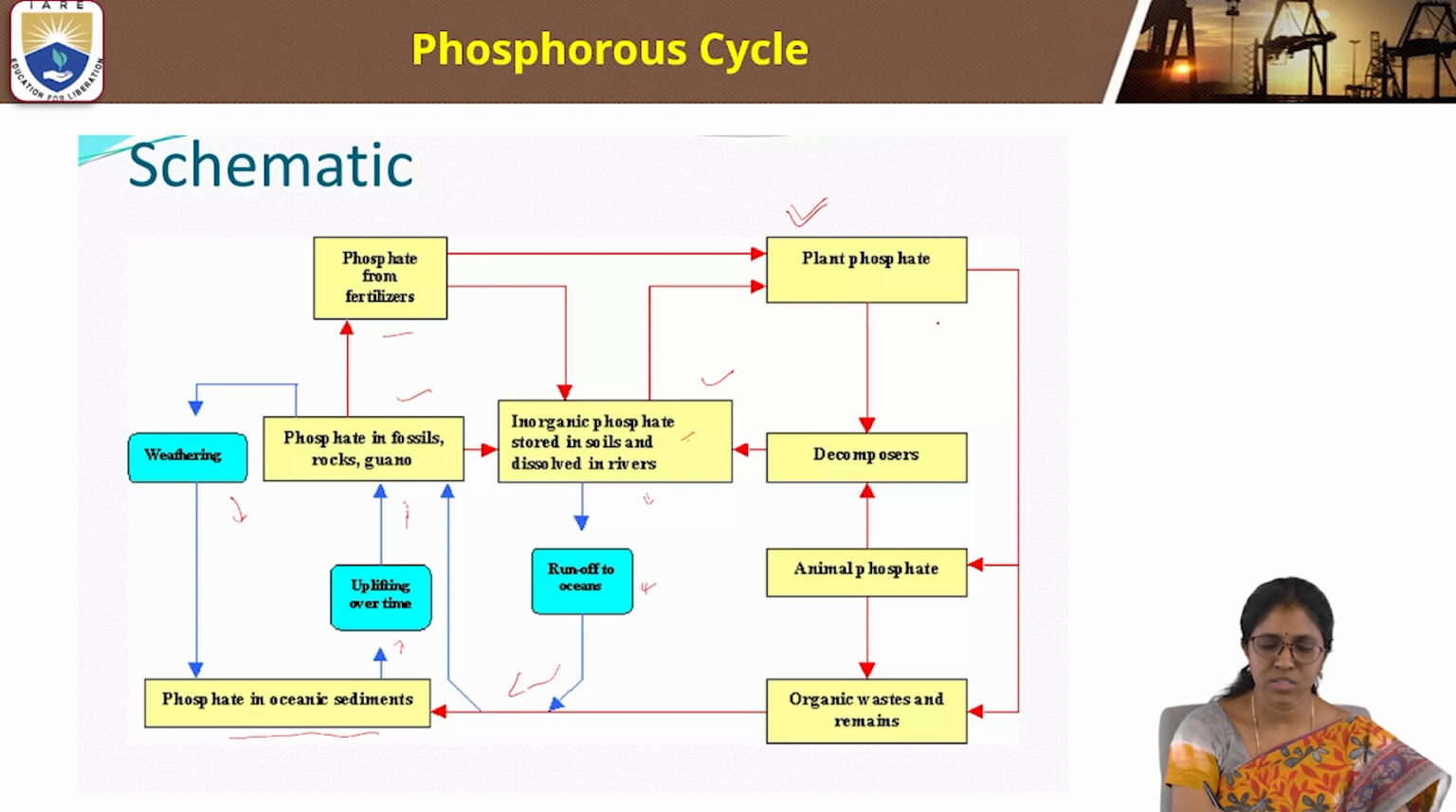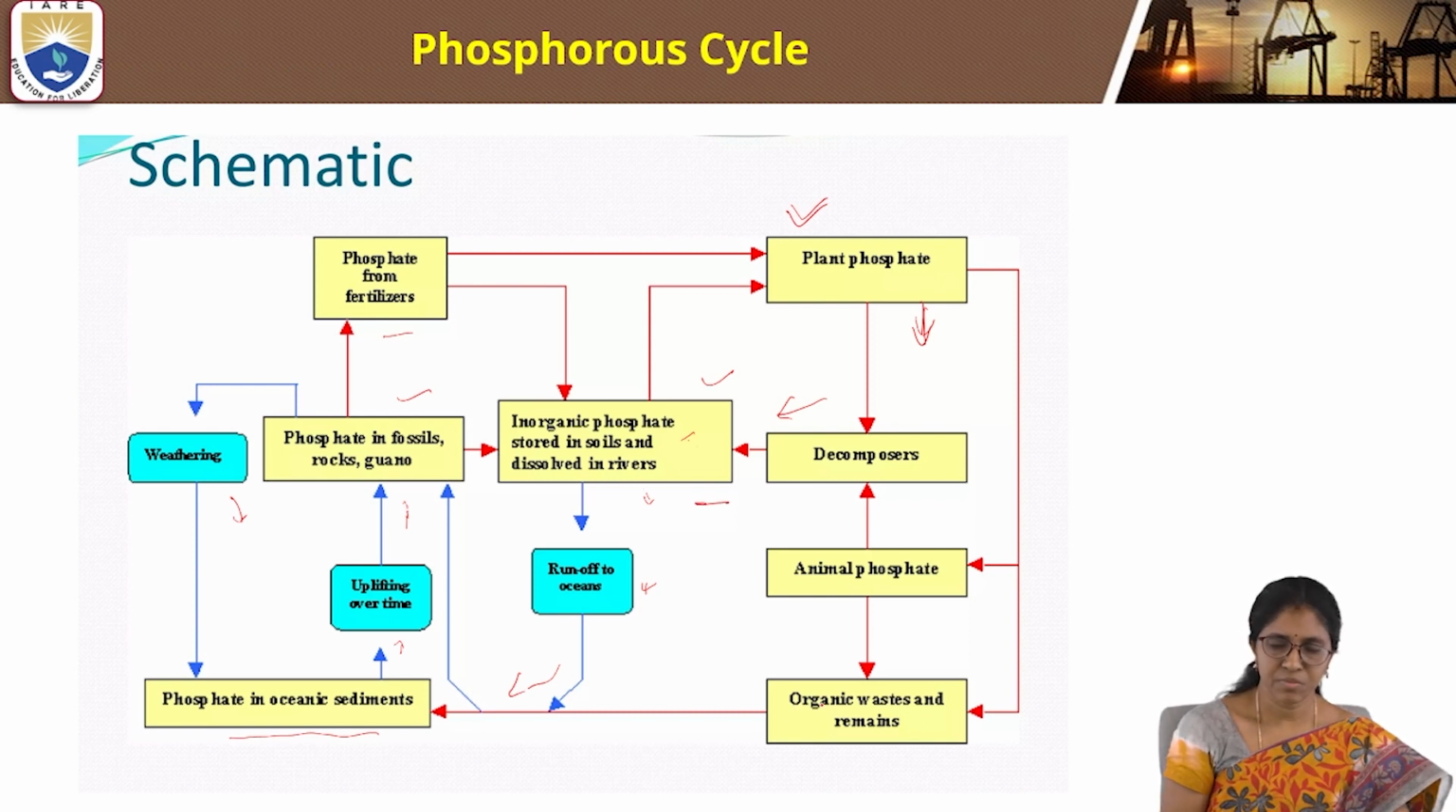After that, if the plants die, the decomposers will decompose the plant organisms, and the phosphorus comes back to the soil or rivers. So this is a process of the phosphorus cycle.